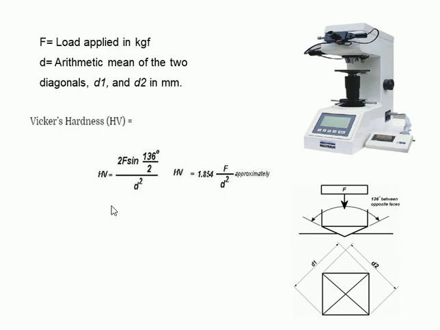This is the diagram which shows the Vickers hardness testing. This is the tester for the Vickers hardness test, and F is the load applied, which is in kgf. D is the arithmetic mean of the two diagonals D1 and D2 in mm.